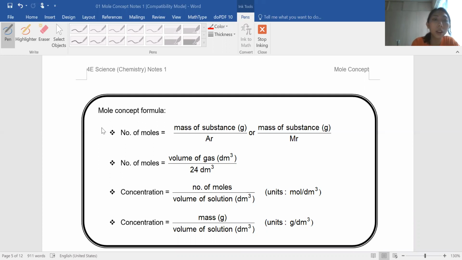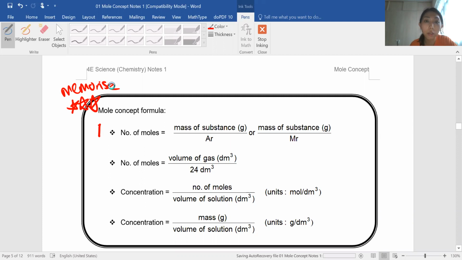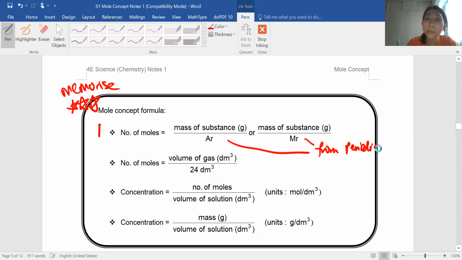Let's focus on the first formula over here, which is the number of moles of substances. Before we continue, let's put triple star to indicate the importance of this formula, which you gotta memorize. So the number of moles is equal to the mass of substance divided by the AR or the MR. The AR and the MR are the atomic mass and the molecular mass, which can be found from the periodic table. It is the bigger number on the periodic table.